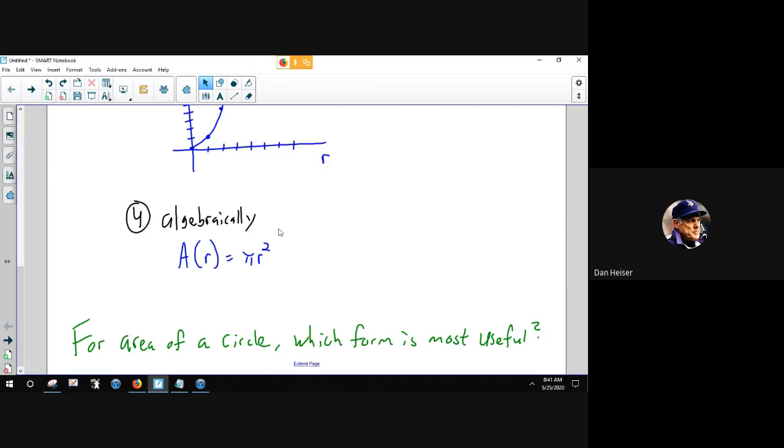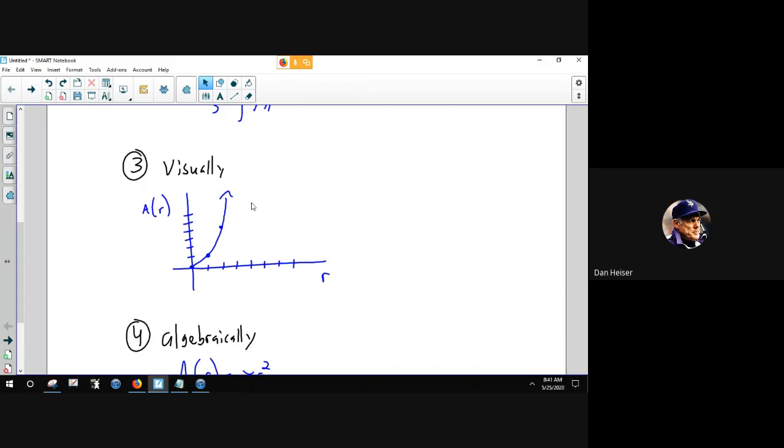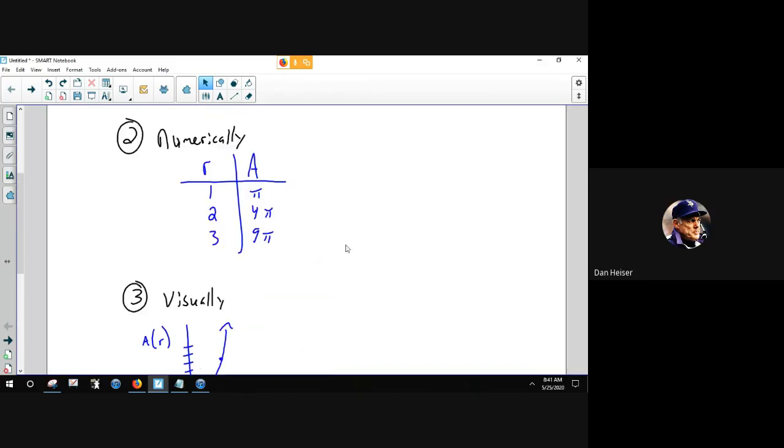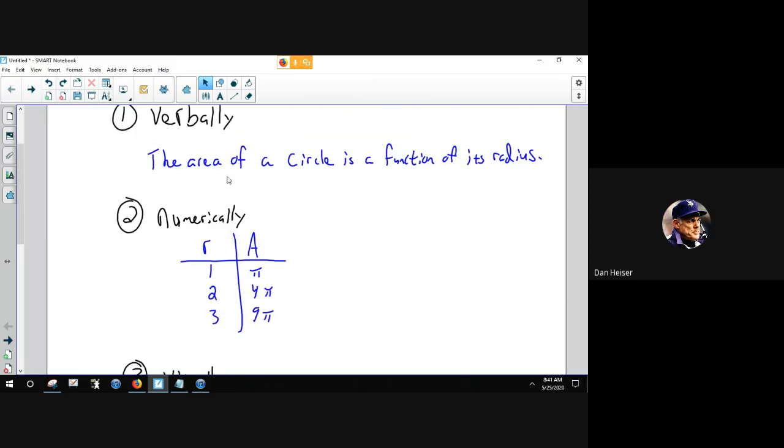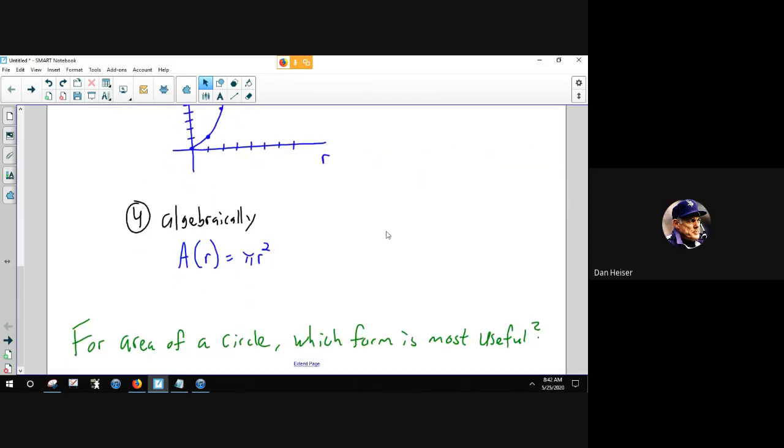For this example, I would say the algebraic one is the most useful. It's one that we're all familiar with. Rarely do we graph area. Rarely do we use a table of values. Oftentimes we describe area verbally, but I would think the most useful for this particular example would be algebraic.